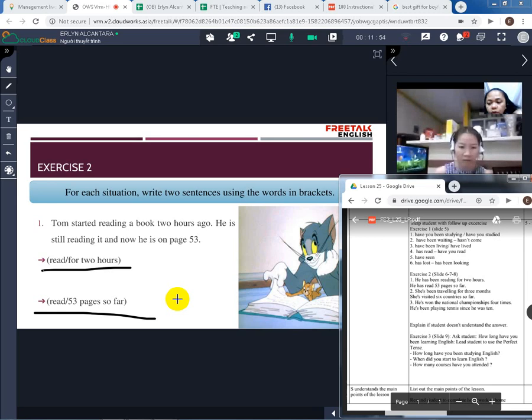All right. So remember our pattern, right? If it's present continuous, we use been plus the verb with ing. So he said he has been reading, or Tom has been reading for 2 hours. How about the next one? Read 53 pages so far.